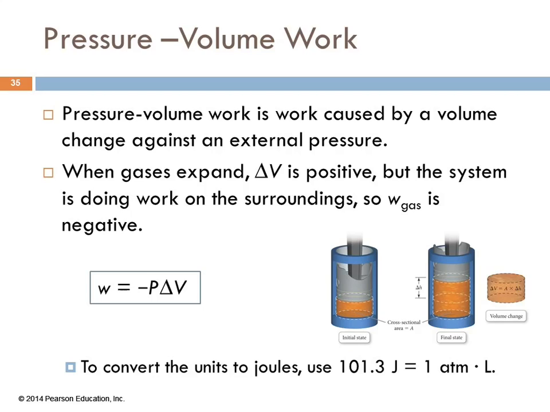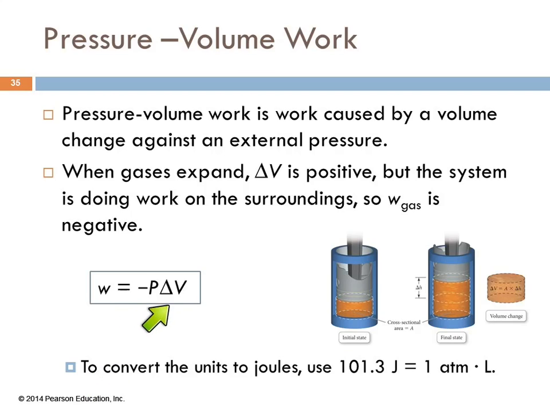And then there's work. Pressure volume work is one kind of work. It's work caused by a volume change against an external pressure. So when gases expand, the change in volume is positive, but the system is doing work on the surroundings. So the work is done by the gas, and so the work is negative. So here's an equation for pressure volume work. Work equals negative pressure times the change in volume.